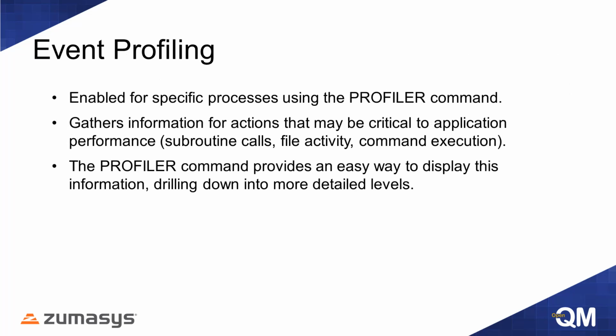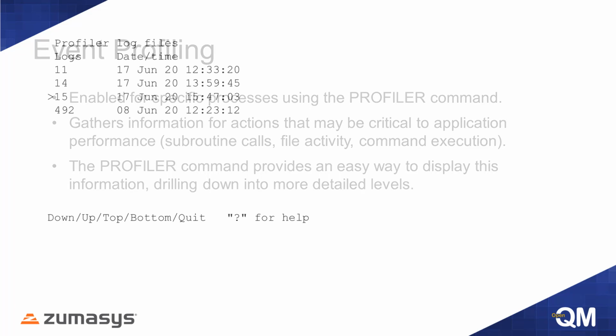And the final step in our profiling tools is event profiling. And this can be enabled for specific programs using the profiler command. And what it does is to gather information about actions that can be critical in application performance. So it lists here possibilities: subroutine calls, file activity, command execution. And there's a command called profiler that provides an easy way to display this information, drilling down into further levels. So we'll take an example and look at a series of screen captures that show this in use.